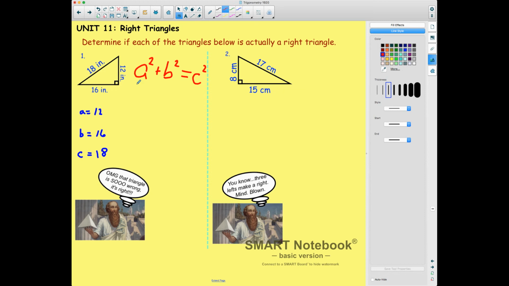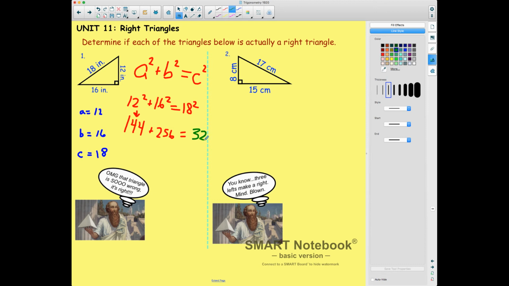So now we'll go back to the formula and plug it all in. So 12 to the second power plus 16 to the second power is equal to 18 to the second power. And then you get out your handy-dandy calculator if you need it. So 144, that's 12 squared. Then you look up 16 squared. You push those buttons if you need to. 16 times 16 is 256. And according to this formula, that should be equal to 18 times 18, which is 324.